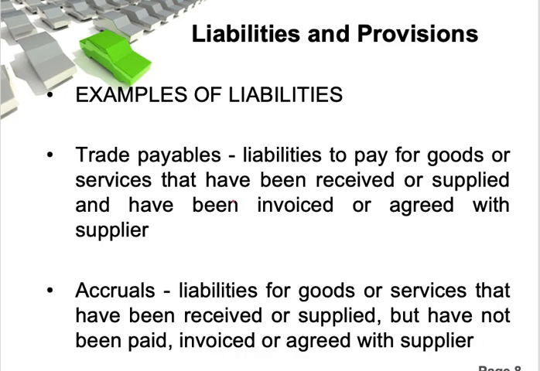An example of liability that you normally come across when you prepare the SFP is trade payables, which is the liability that you pay to your supplier when you purchase on credit. And then accruals is a liability for goods or services that you have received but have not paid, such as the accrued rental, accrued telephone bill. So those are liabilities in which you are liable to make the payment.